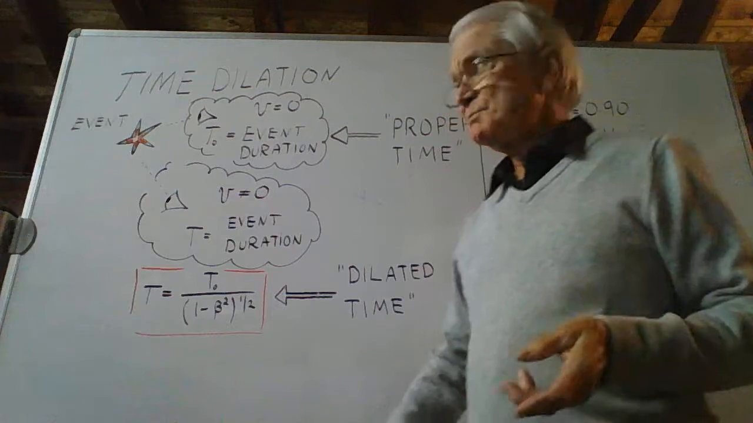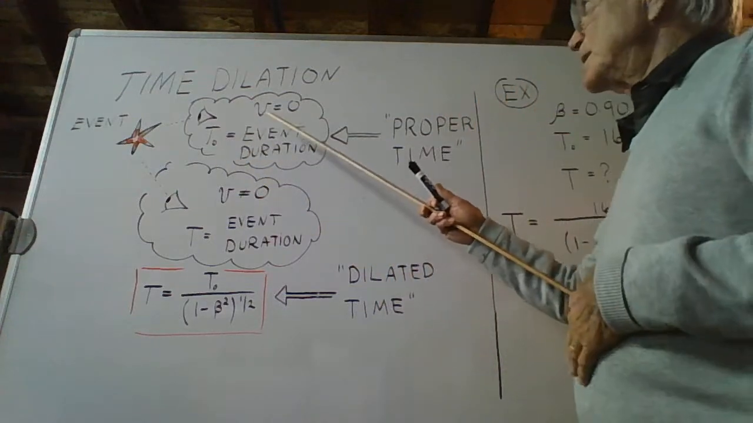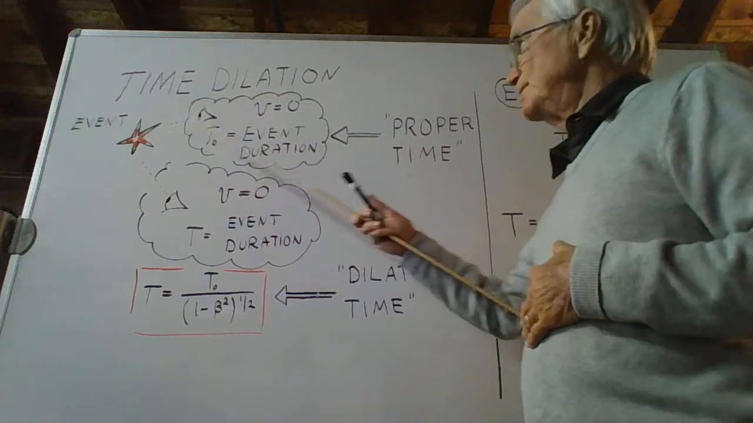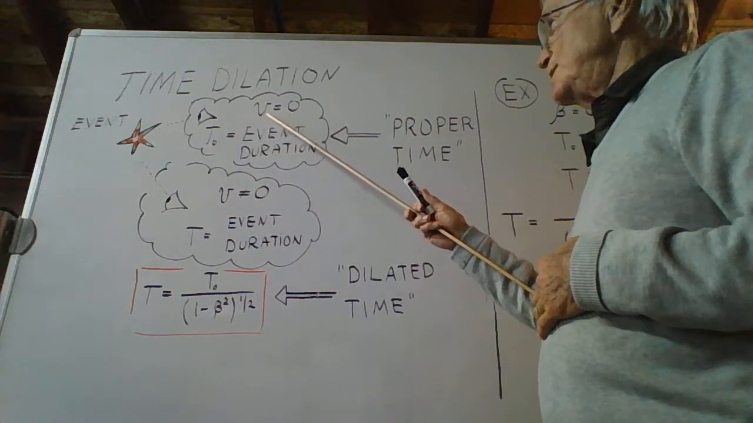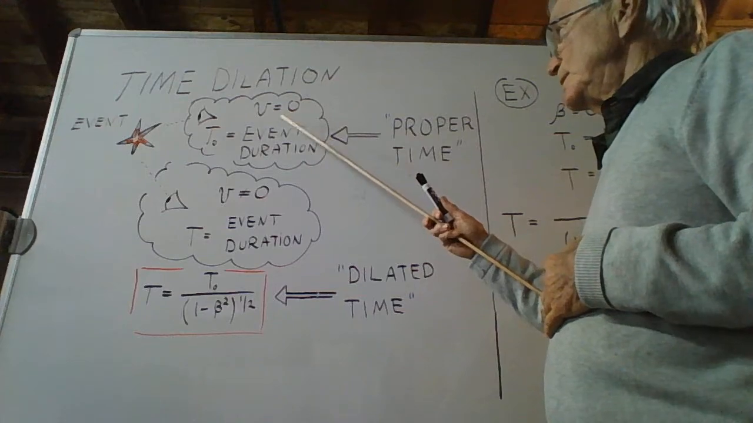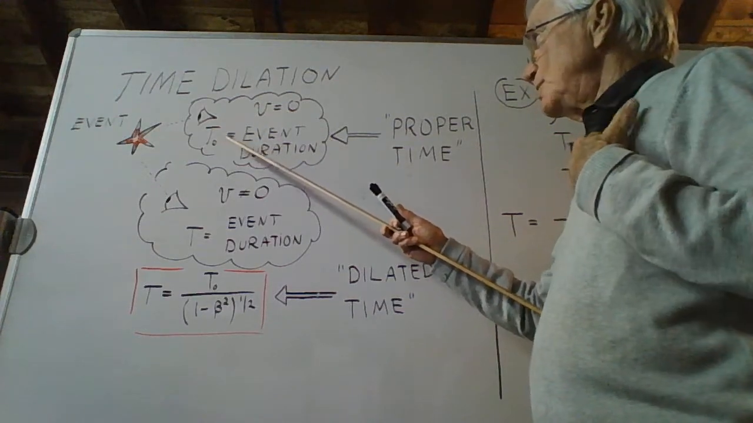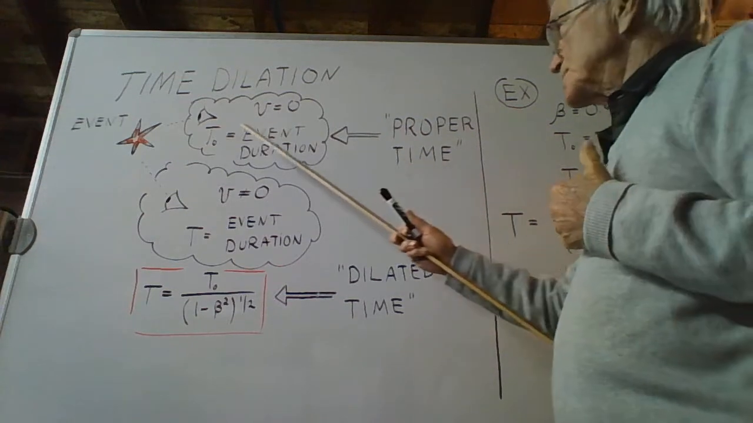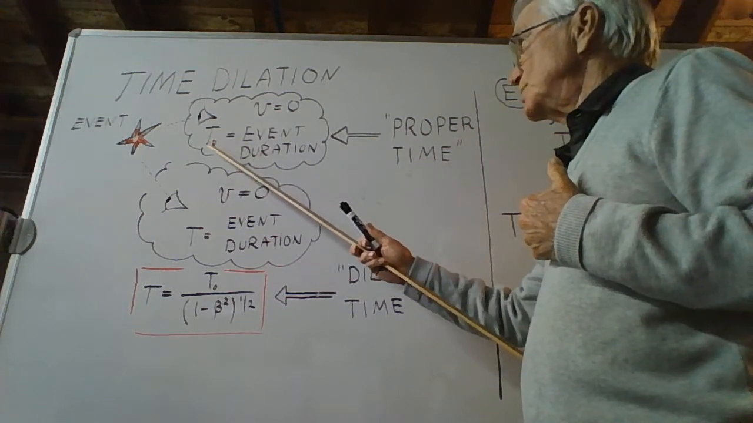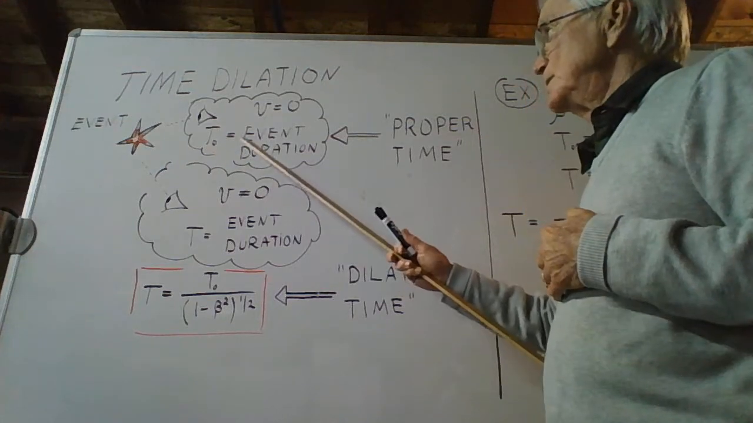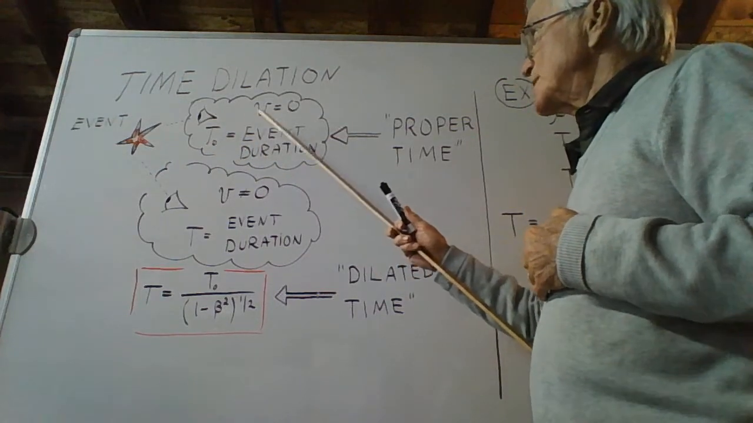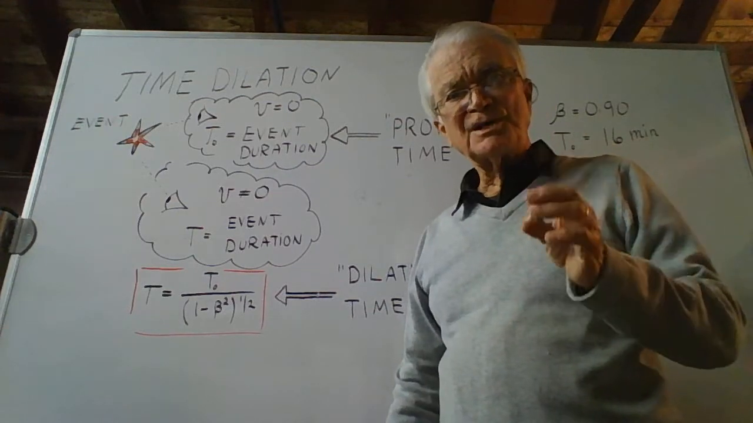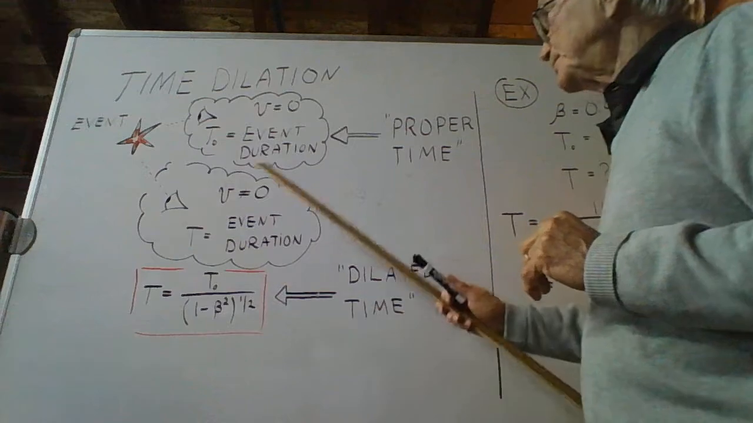So let's return to the whiteboard. We're going to indicate that the observer who is at rest relative to the event has a relative speed v equal to 0. She measures what we call the proper time. We subscript that proper time t symbol with a 0 to indicate that this observer is at rest, has a speed 0 relative to the event.